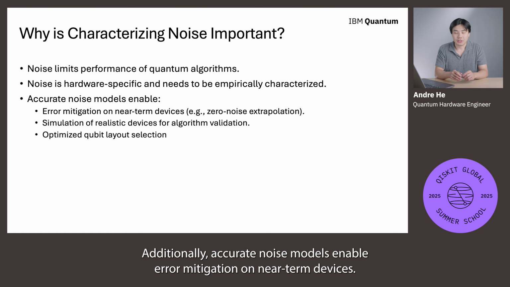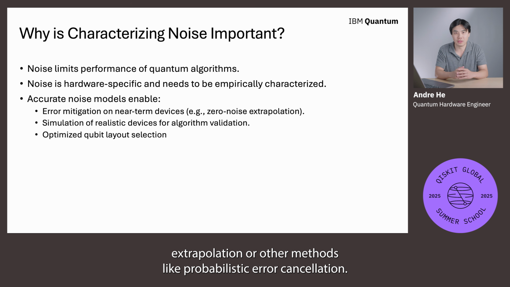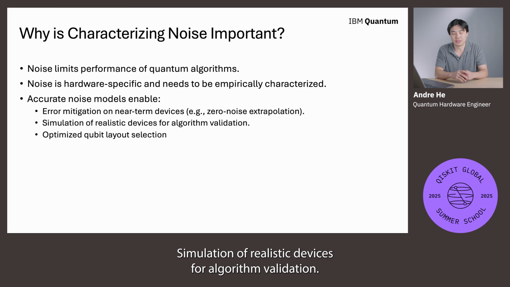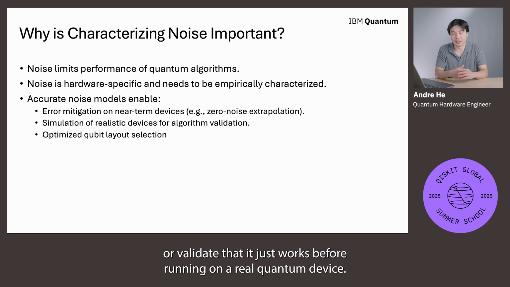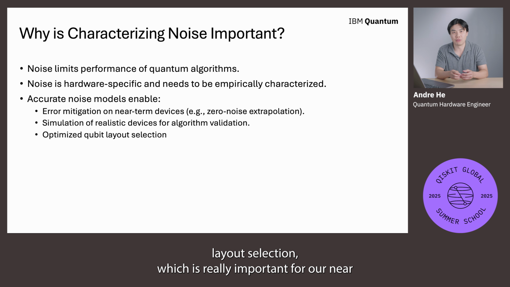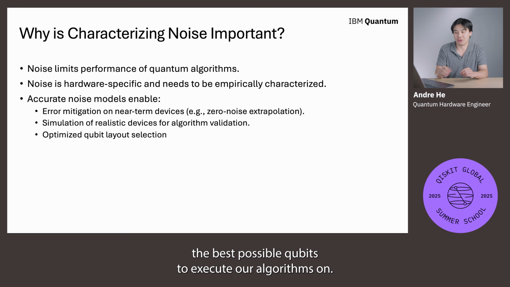Additionally, accurate noise models enable error mitigation on near-term devices, for example, zero noise extrapolation or other methods like probabilistic error cancellation. They also enable simulation of realistic devices for algorithm validation, for example, if someone wants to test their quantum algorithm or validate that it works before running on a real quantum device. And lastly, accurate noise models are also important for qubit layout selection, which is really important for our near-term quantum algorithms because we want to choose the best possible qubits to execute our algorithms on.